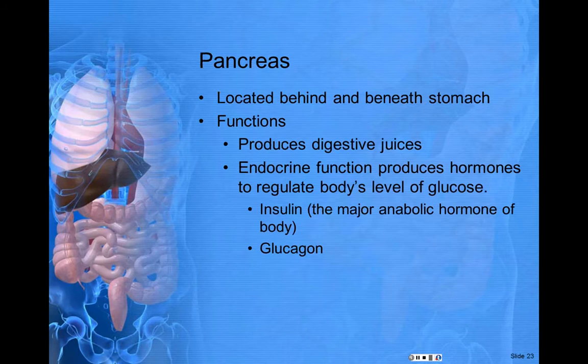The pancreas, which is located behind and beneath the stomach, functions to produce digestive juices. It also has an endocrine function, the main one being to produce hormones that regulate the body's level of glucose, such as insulin and glucagon.